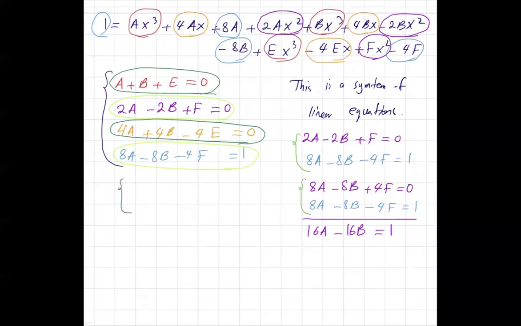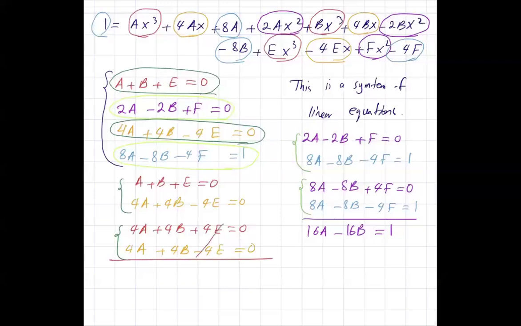So here I get A plus B plus E equal to 0. And I also have 4A plus 4B minus 4E equal to 0. If I multiply the first equation by 4, I get 4A plus 4B plus 4E equal to 0. And the second equation stays the same, 4A plus 4B minus 4E equal to 0. So when you add these together, what do we get? You can get rid of E as you got rid of F here. You get 8A plus 8B equal to 0.